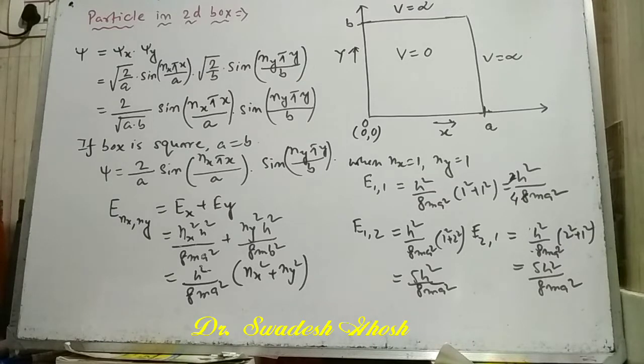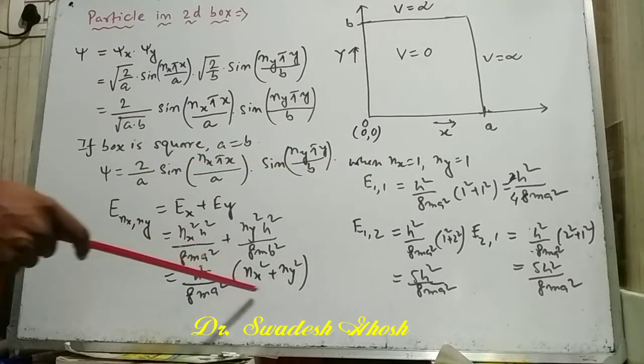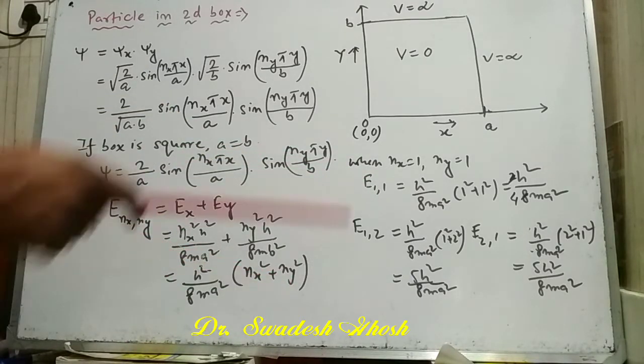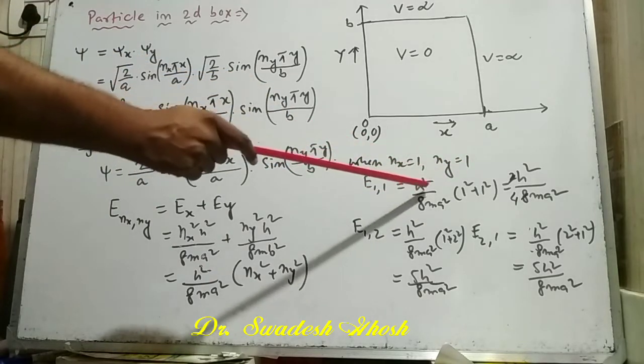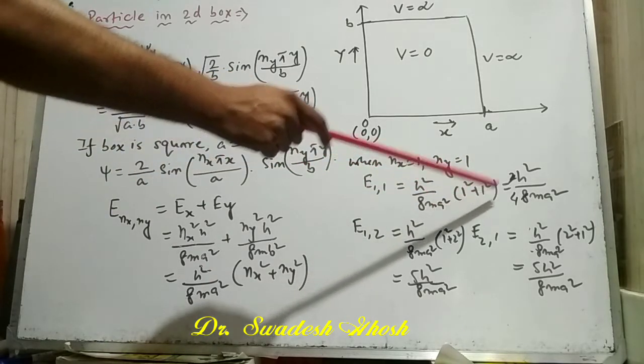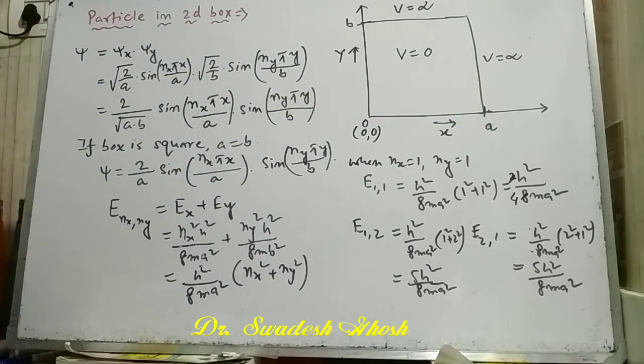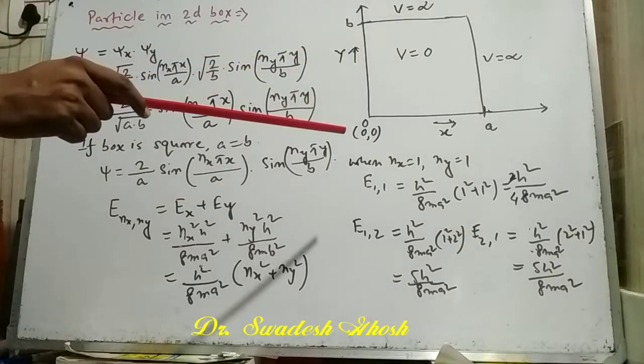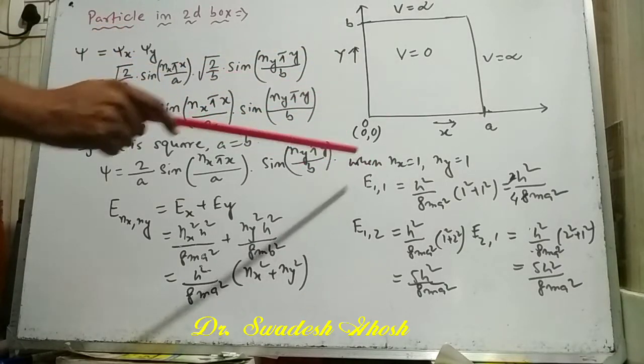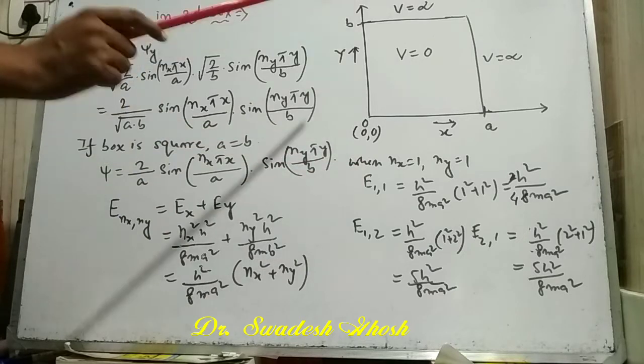Now we will calculate the zero point energy. So for zero point energy, the values of nx and ny equal 1, so E11, putting nx equal to 1 and ny equal to 1, the energy is h square by 8m a square times 1 square plus 1 square, that means 2h square by 8m a square, that is h square by 4m a square. This energy is called the zero point energy. This is the minimum energy of the particle in a two-dimensional box. This is the ground level.